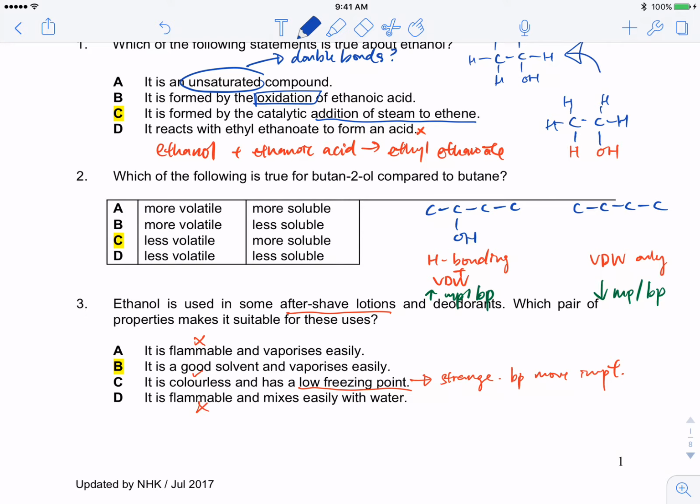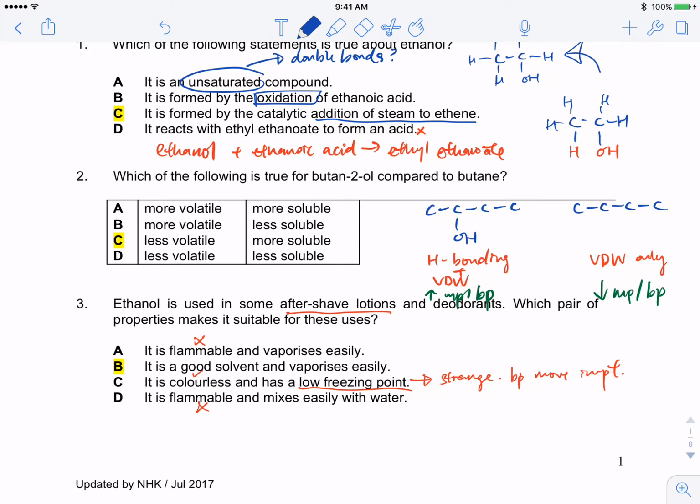Question 3. Ethanol is used in some aftershave lotions and deodorants. Which pair of properties makes it suitable for this use? A, it is flammable. Oh, it's not good to be flammable, right? So out. B, it's a good solvent and vaporizes easily. Okay, this is true. We want it to vaporize so that it can spread on our body. You don't need it to be like liquid, like sweat on your body, right?